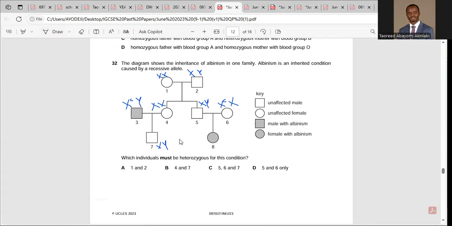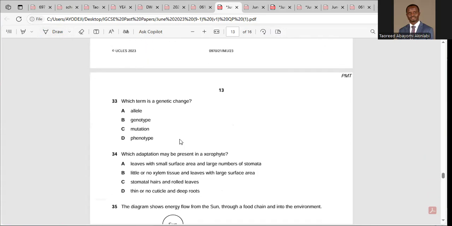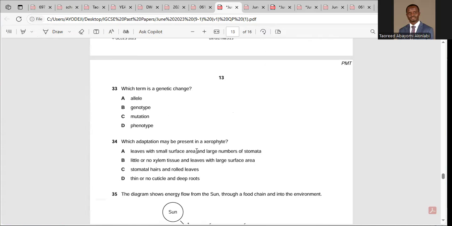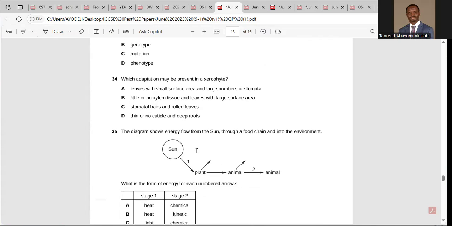Moving to question 33. Which term is a genetic change? A sudden change in the genetic makeup of an organism is known as mutation. And that's option C for question 33. For 34, which adaptation may be present in a xerophyte? Xerophytes are plants that are found in dry areas when there's little or no water. And for plants like that, they need to conserve water. That means the correct option here would be stomata hairs and the leaves are rolled up. Some of them don't have leaves at all.